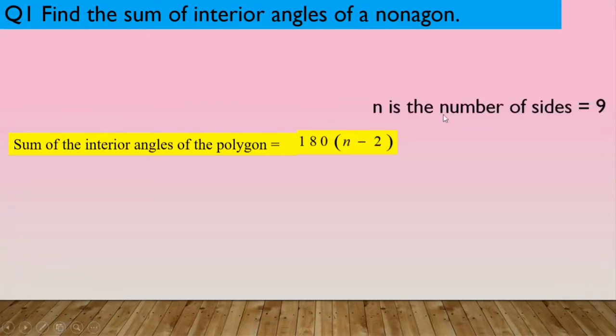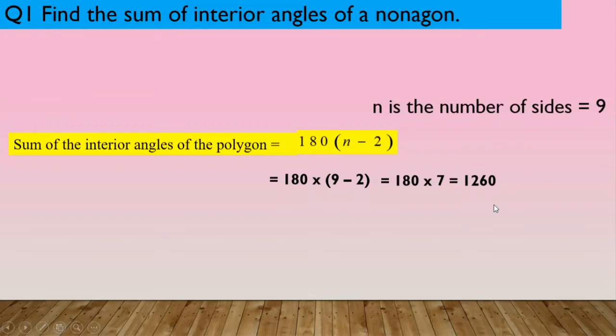And n here is the number of sides, which is 9. Substitute the value here. In place of n, we substitute 9. 180 into 9 minus 2. 9 minus 2 is 7. And 180 into 7, we get 1260 degrees, which is the sum of all angles of a nonagon.